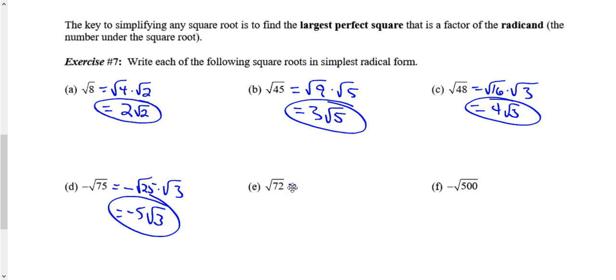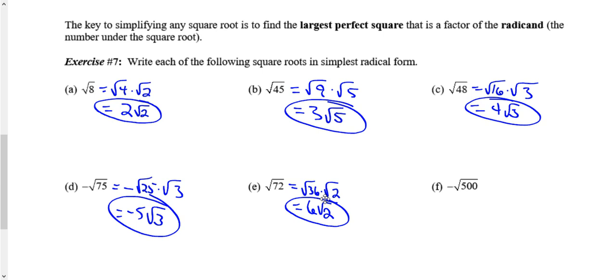Okay, so rewrite it as what, Serenity? Square root of 36 times square root of 2. There you go. And Serenity, what's the square root of 36? So 6 square roots of 2. Yeah. There you go.